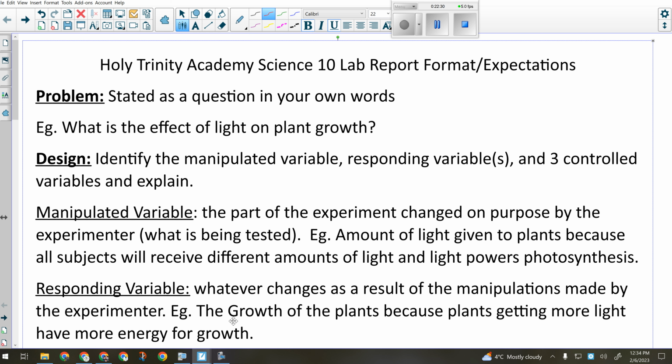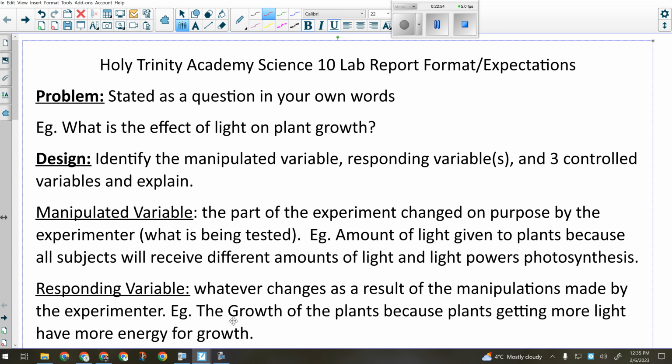So here at HTA we have a lab report template or format that everybody follows. After you take Science 10, it'll work for chemistry, physics, and biology, because everybody uses the same one, so you don't have to learn 3 different ones. Our expectations are that you can write a problem, and identify and explain variables: manipulated, responding, and controlled variables.